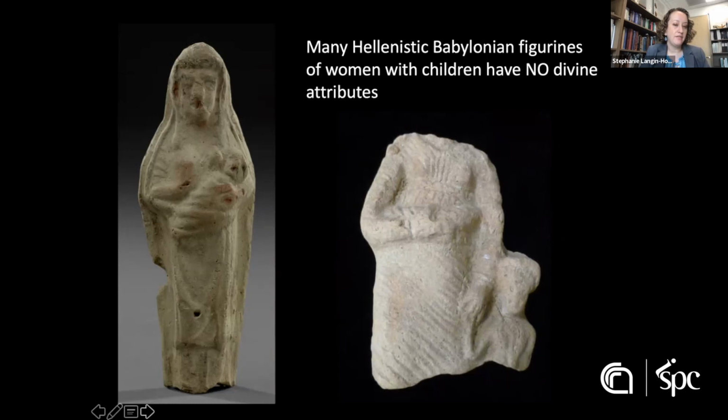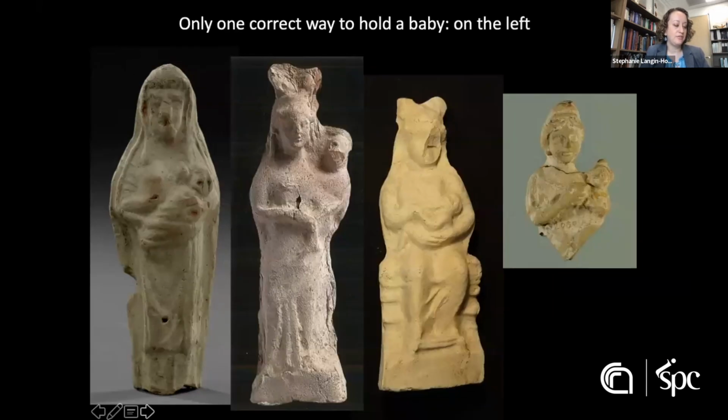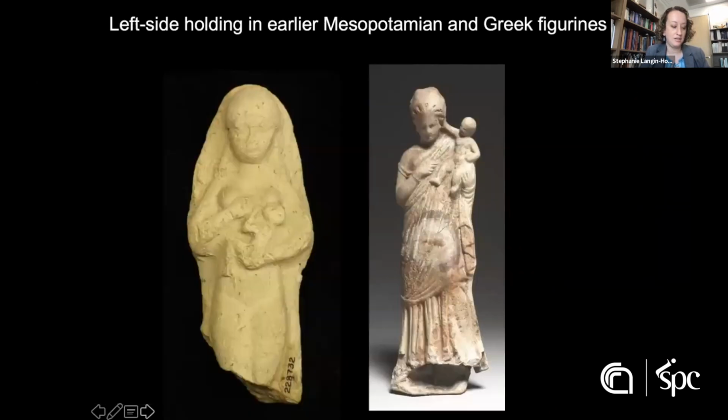The intertwining of idealization with service also inflected the specific depiction of how the child was supported by the woman. In Hellenistic Babylonian figurines, there seems to have only been one correct way to carry a baby, on the left side of the woman's body. This rule follows upon a general trend for left side carrying in earlier Mesopotamian and Greek figurines, and it may also follow Mesopotamian conceptions of how gender roles map onto the human body.